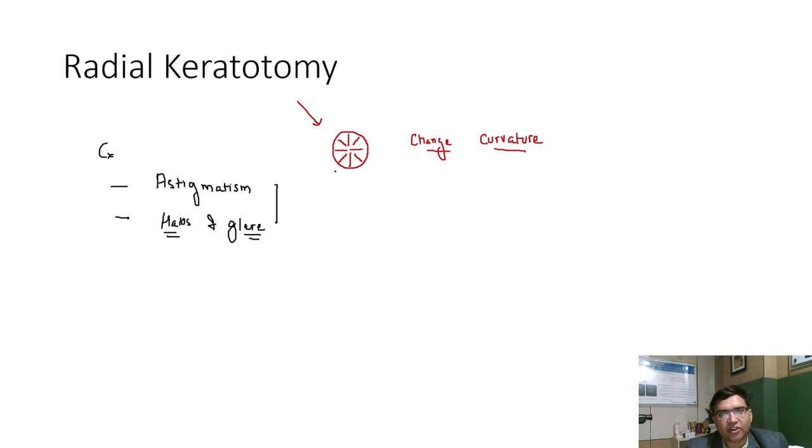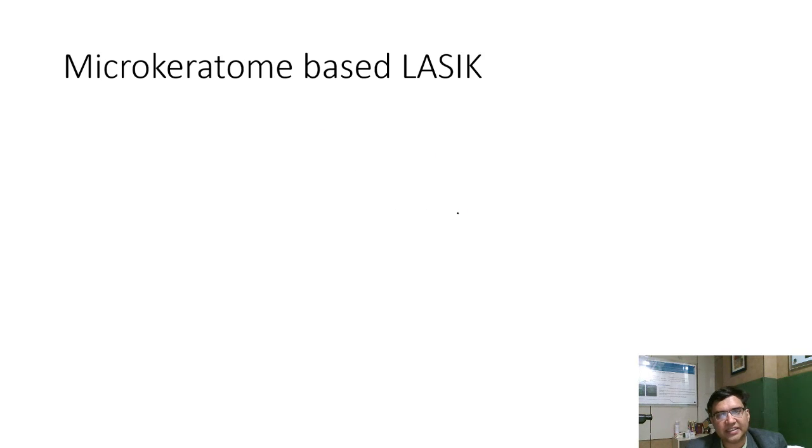So the basic point you have to remember about radial keratotomy is that we used to just make deep cuts in the cornea, and these cuts are used in patients who have myopia. Radial keratotomy is done only in cases of myopia. Let's move to the next, LASIK. Next was the conventional LASIK, that is the microkeratome based LASIK.